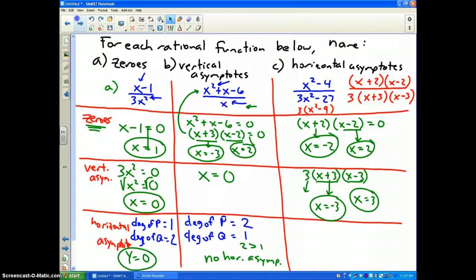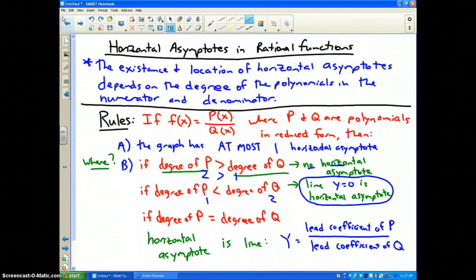And finally, the degree of p is equal to 2, right there, and the degree of q is equal to 2, right there. So go back a slide, and it says if the degree of p equals the degree of q, then we've got to look at the lead coefficients, and that's our horizontal asymptote.